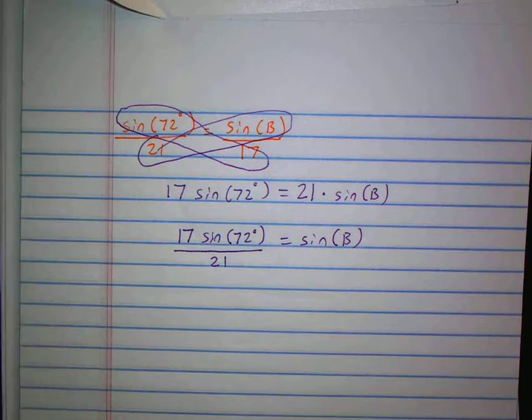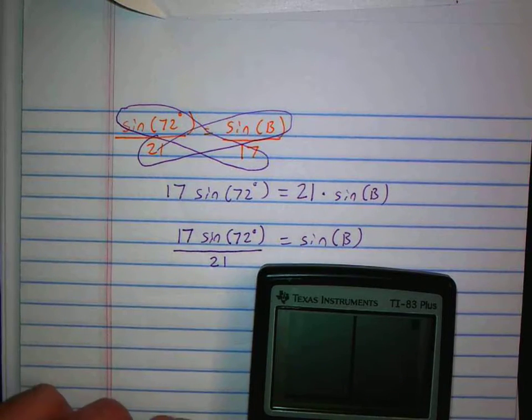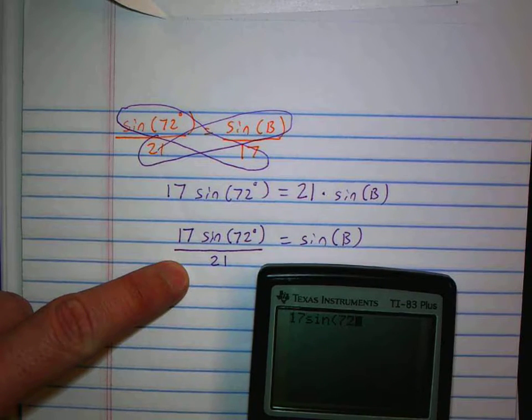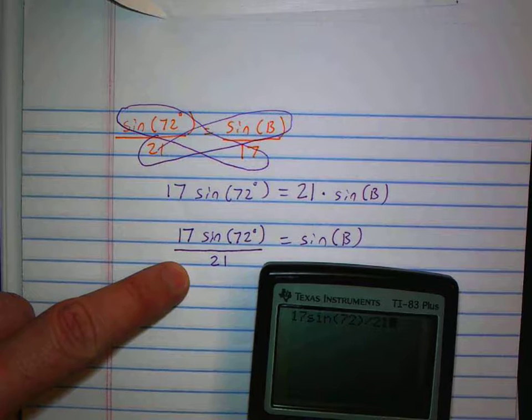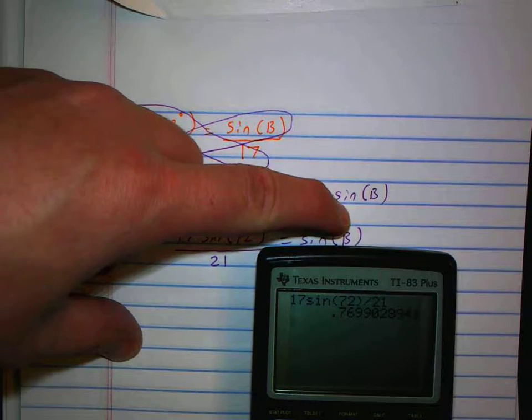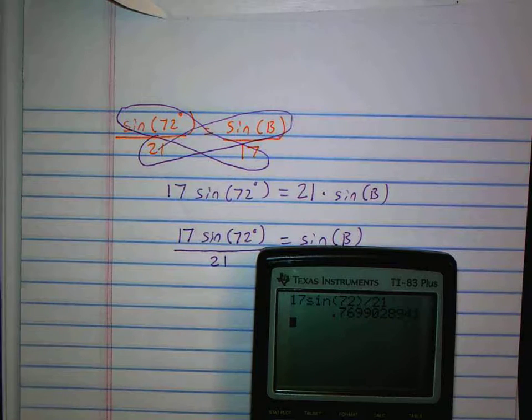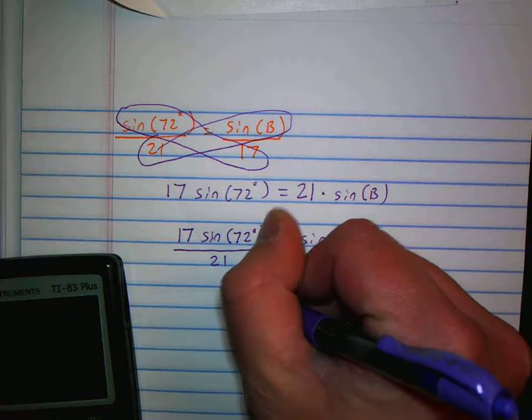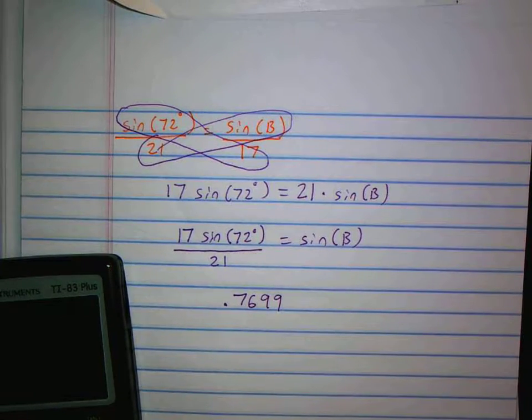Do you want to type everything in all at once, or do you want to do two calculations in the calculator? You'll be more accurate if you do it all at once. Actually, probably the easier way would be at this point to type in what you have, 17 sine 72 divided by 21. And that's the sine equals that, right? So 0.7699. I would keep it at 4 decimal places till the very end.